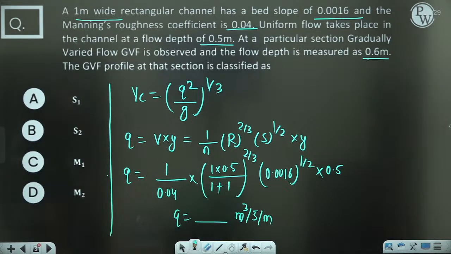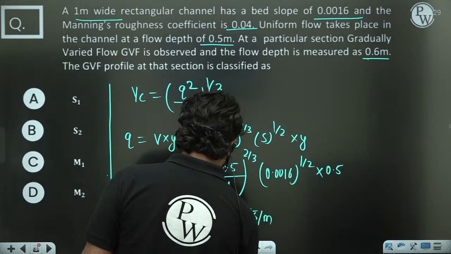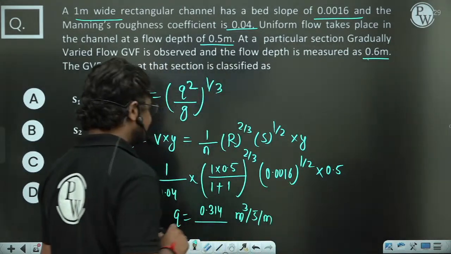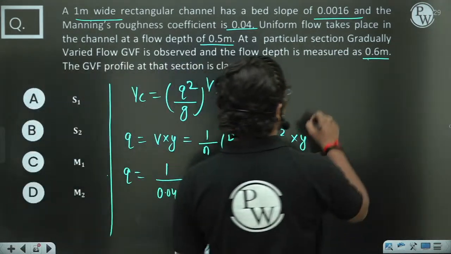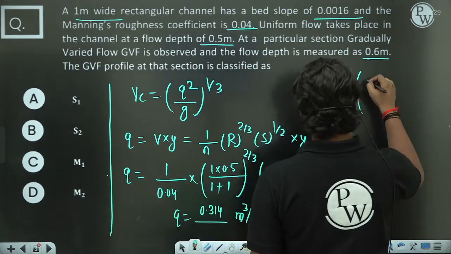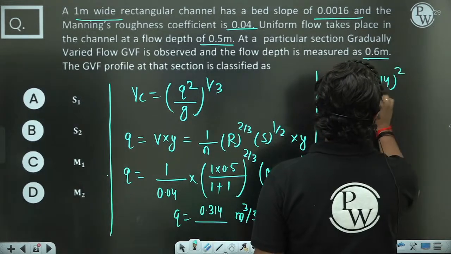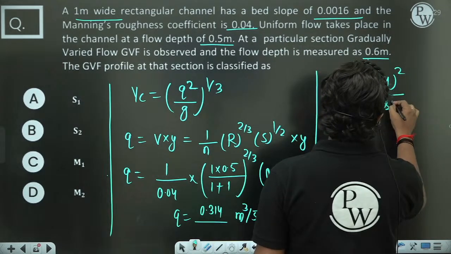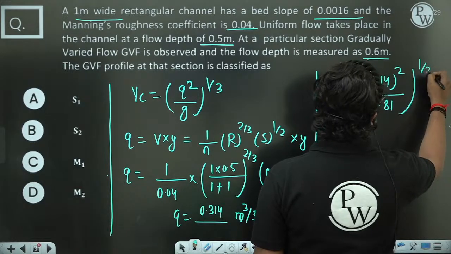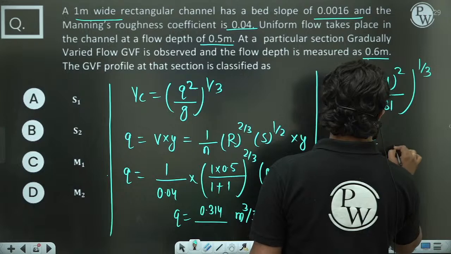So according to my calculation, I am getting around 0.314 meter cube per second per meter. So now if you have small q value, then Yc you can calculate: small q, so 0.314 squared divided by 9.81, to the power 1 by 3. So what is the value of Yc?